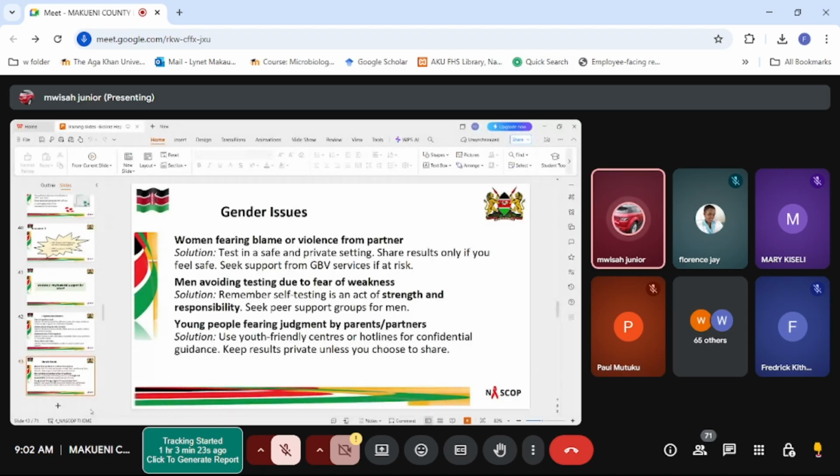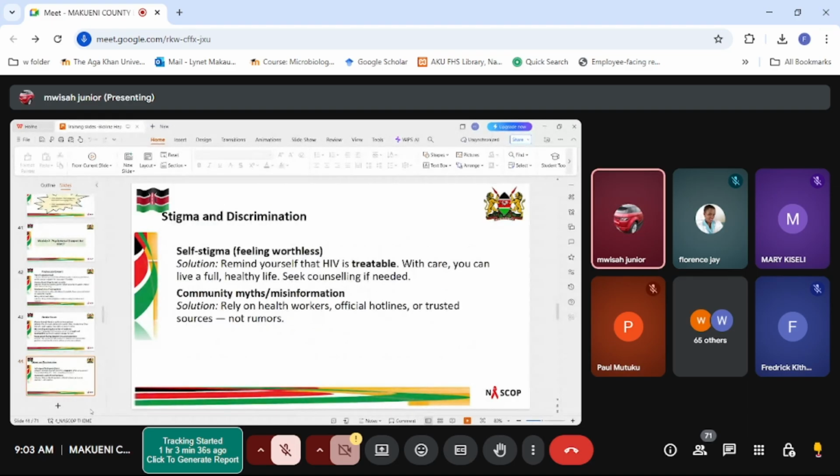Then young people fearing judgment by parents or partners: the solution is you use youth-friendly centers or hotlines for confidential guidance. Keep results private unless you choose to share.